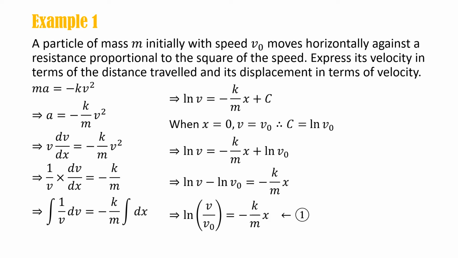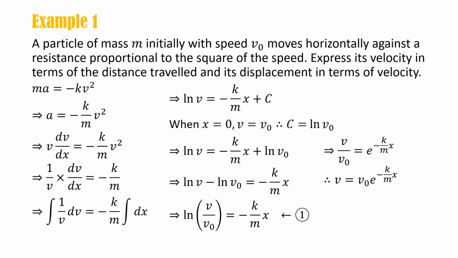So the first thing is we want to know, what is its velocity in terms of distance traveled? What we need to do is get v by itself. If I raise everything to the power of e, the natural log goes away on the left, and we've got that v over v0 is equal to e to the negative k on m lots of x. Multiply both sides by v0, and we get that the velocity is the initial velocity times e to the power of negative k on m x. So that's our first part there. We've got velocity in terms of the distance traveled.